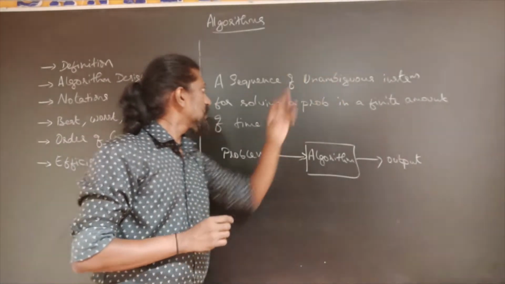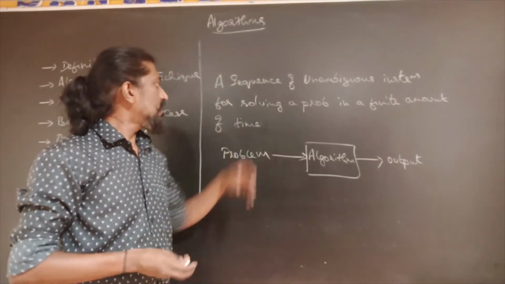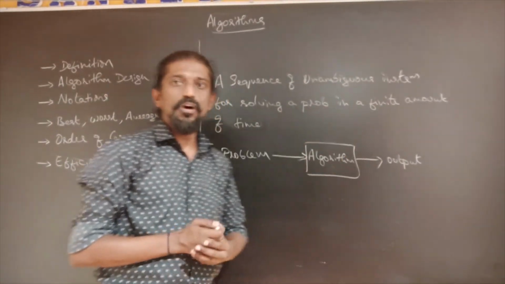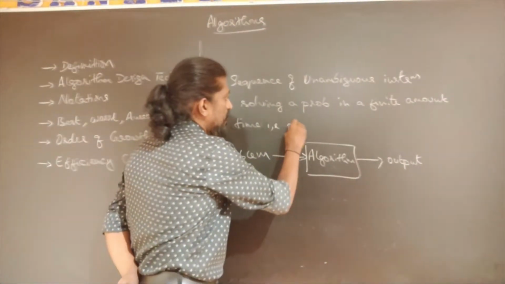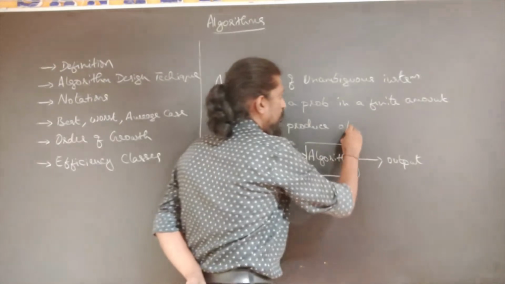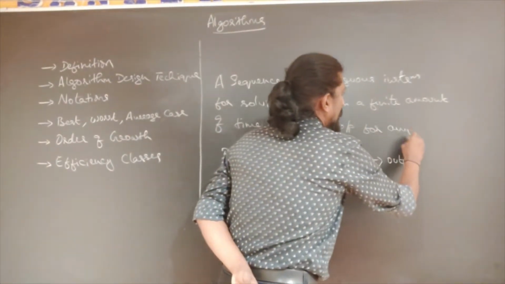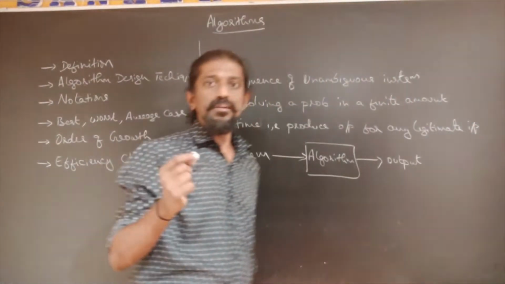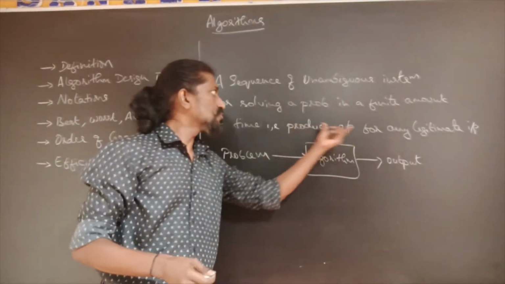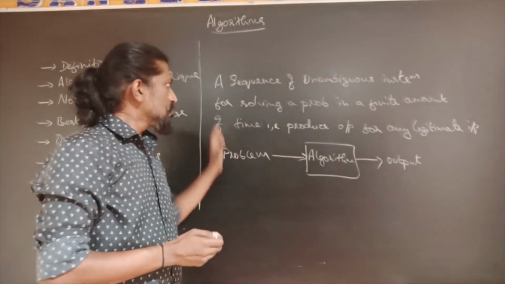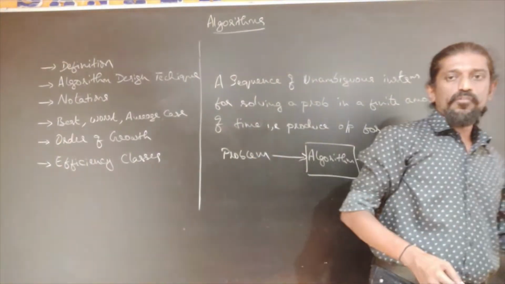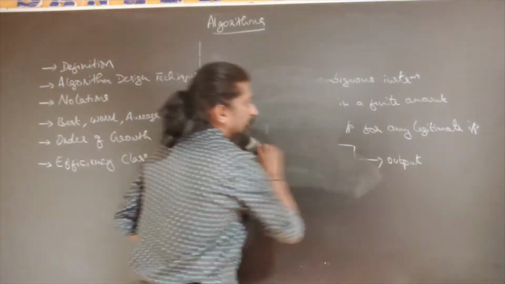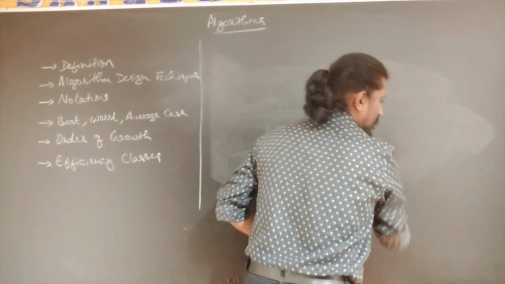Okay, so that is the second requirement of the algorithm, and it has to produce the output, it has to solve the problem in a finite amount of time. Okay, so that is produce output for any legitimate input. If we give a valid input to that particular algorithm, the algorithm should produce an output in a finite amount of time. So this is one of the definitions what we can give for an algorithm. Different people give different definitions for algorithm.